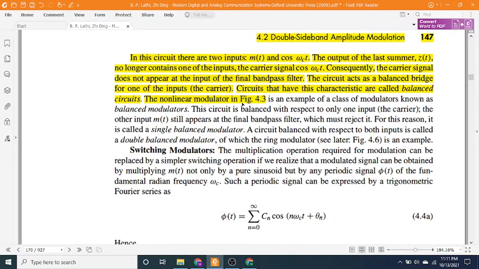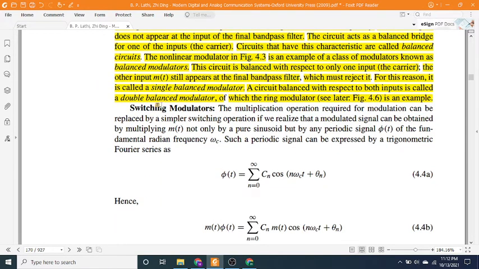The nonlinear modulator in Fig. 4.3 is an example of a class of modulators known as balanced modulators. This circuit is balanced with respect to only one input, the carrier. The other input, m(t), still appears at the final bandpass filter, which must reject it. For this reason, it is called a single balanced modulator. A circuit balanced with respect to both inputs is called a double-balanced modulator, of which the ring modulator, see later, Fig. 4.6, is an example.